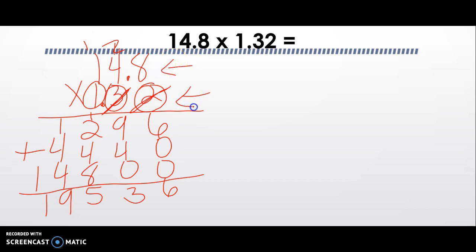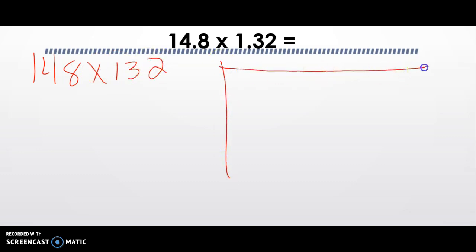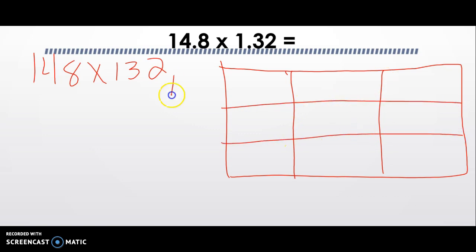How many behind the decimal point? 1 in the first number and 2 in the second number. All together 3. Start at the back. 1, 2, 3. There are 3 numbers behind my decimal. And if I'm going to do it with the area model, I'm looking at 148 times 132. Set the box up. I need 3 for each row. Okay. It does not matter where I set it up because both numbers have 3.